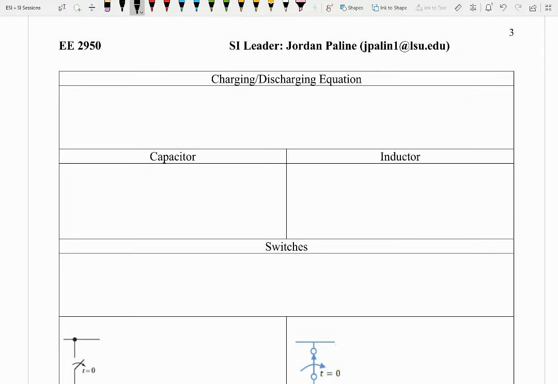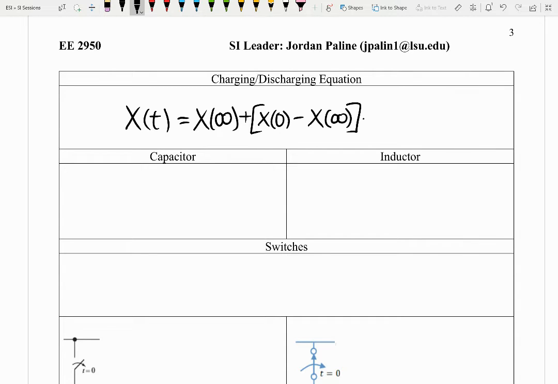So, charging and discharging. There's an equation at the very end of the concept page that has x of t is equal to x infinity plus x at 0 minus x infinity, times e to the minus t over tau. This equation is used for both charging and discharging.